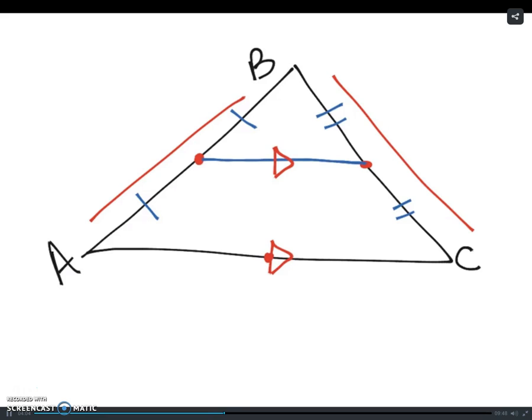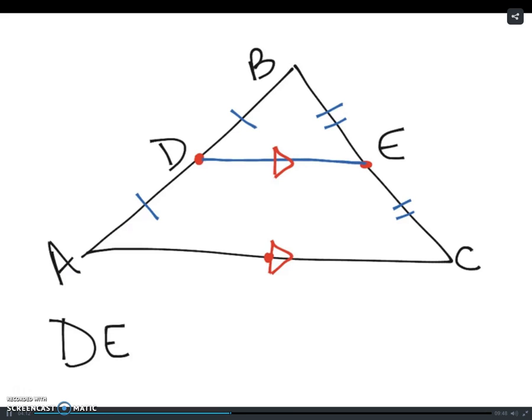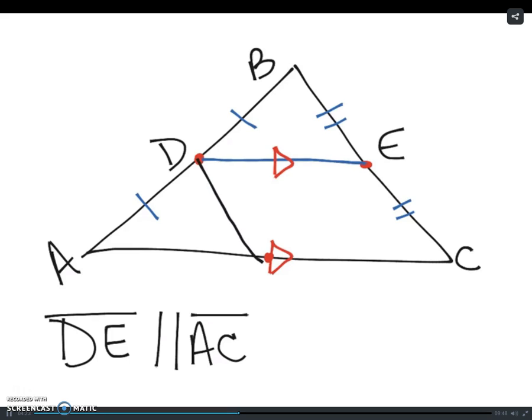So that means that this mid-segment, and let's go ahead and name it, let's say D and E, so it would mean DE is going to be parallel to AC. Okay? If we had chosen one of our other mid-segments, right, like this one here, then it would have been parallel to this side over here. Okay, so it's the side that it does not touch, and that's important.